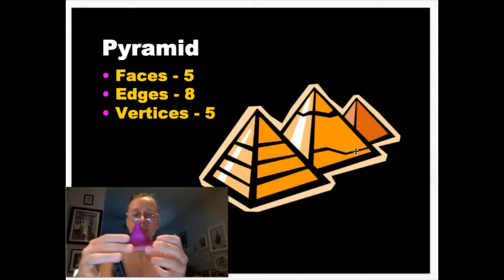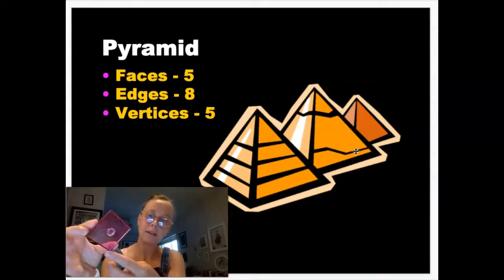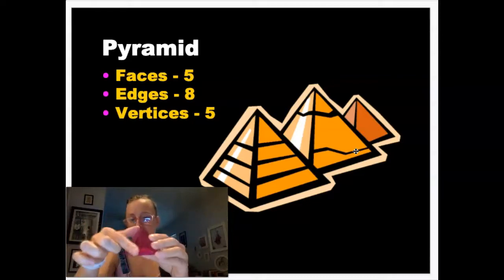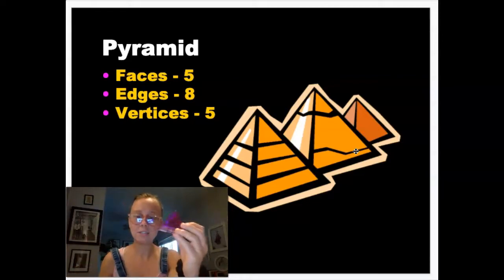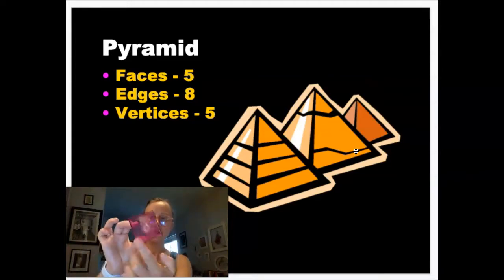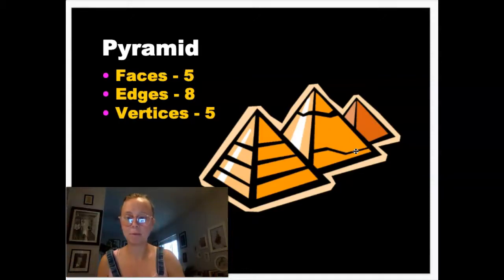And now let's count the edges. It has a lot of straight edges. 1, 2, 3, 4, 5, 6, 7, 8. 8 edges and quite a few vertices as well. 1, 2, 3, 4, 5. 5 vertices. This is a pyramid.